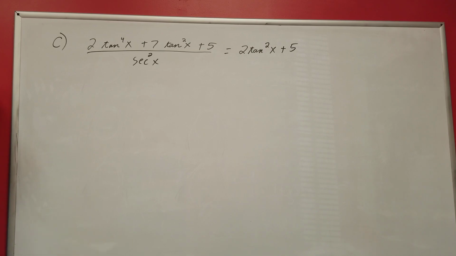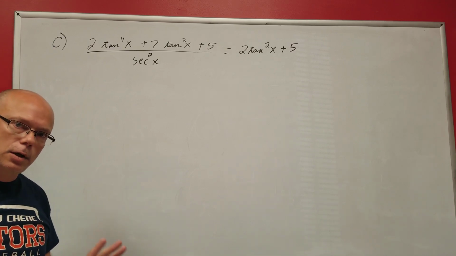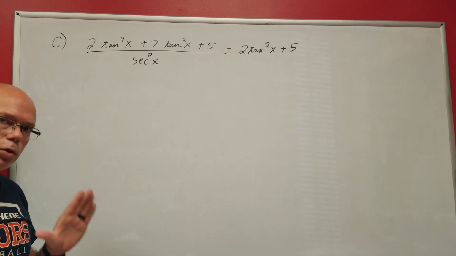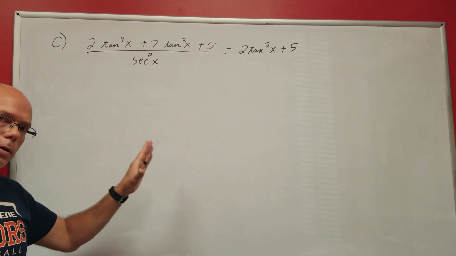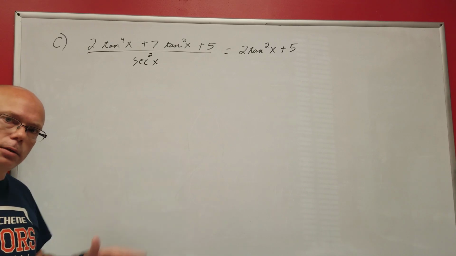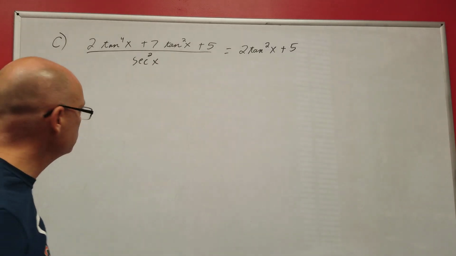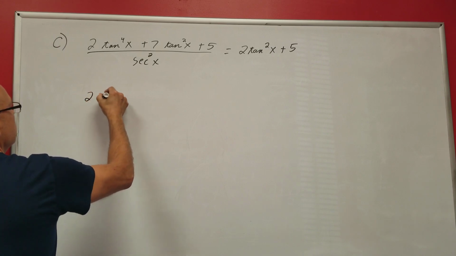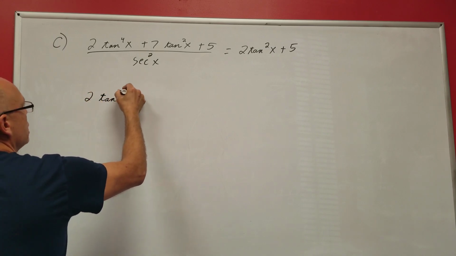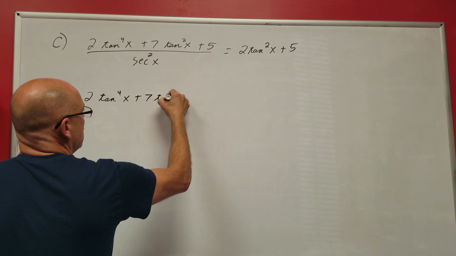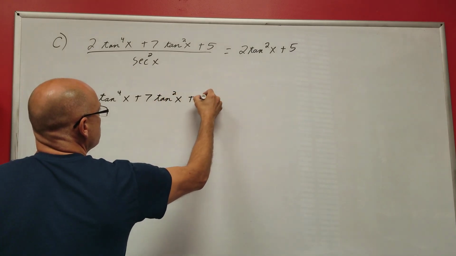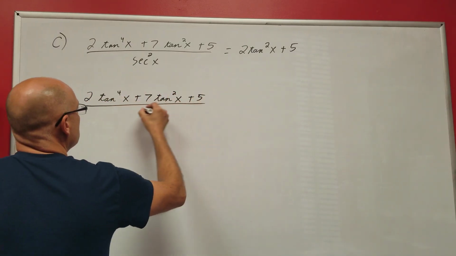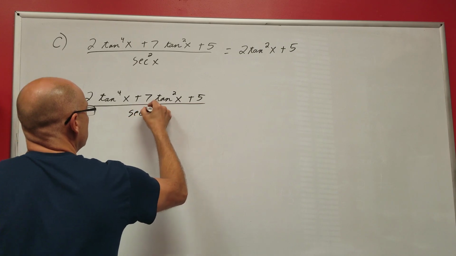All right, let's see how we're going to work with this. Well, definitely which side looks more complicated. Now, okay, keep in mind, these are guidelines. Usually you work with a more complicated side. Not always. Sometimes you work with that and you don't get anywhere, so you do the other one. But let's start out by trying to look at this more complicated side. 2 times the tangent of x to the 4th plus 7 times the tangent of x squared plus 5 over secant of x squared.